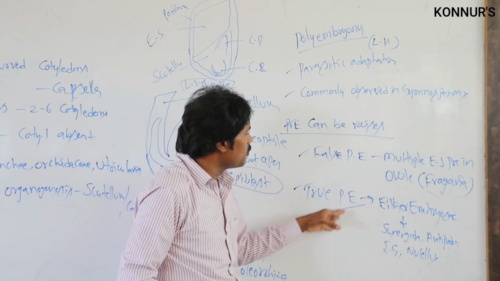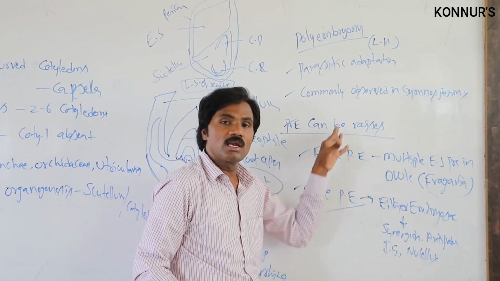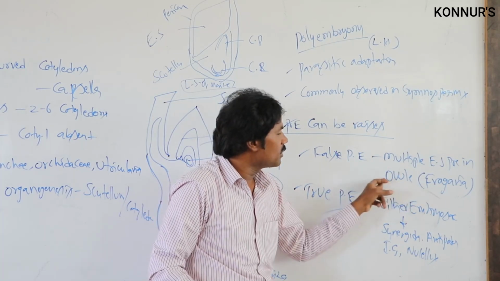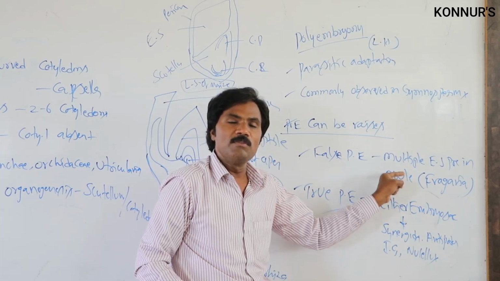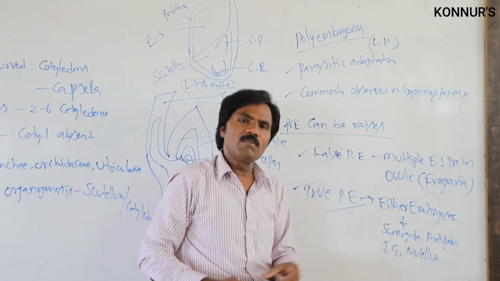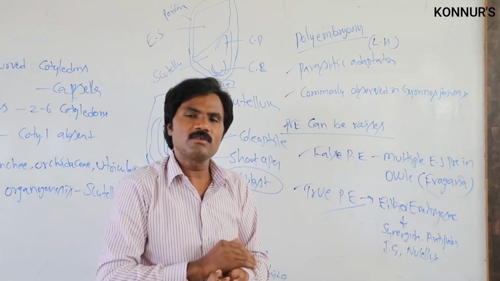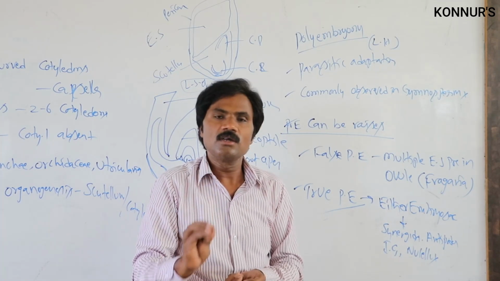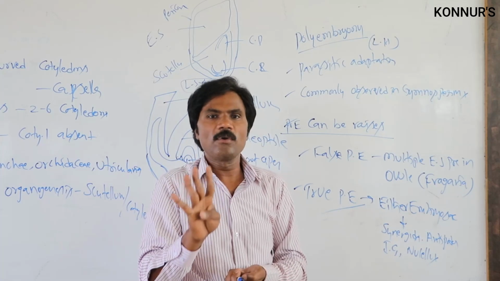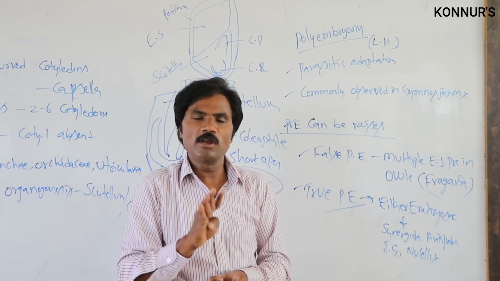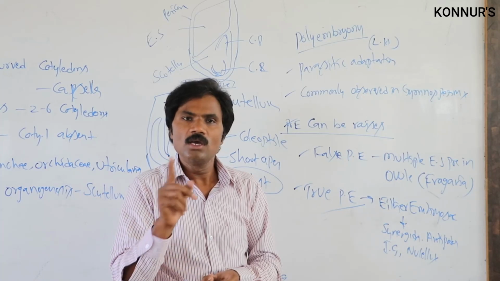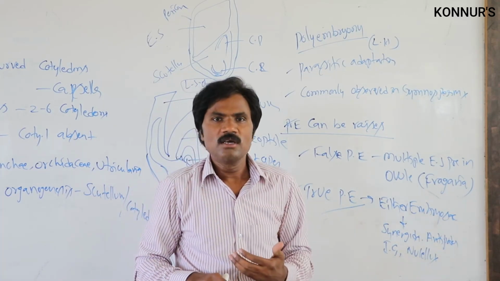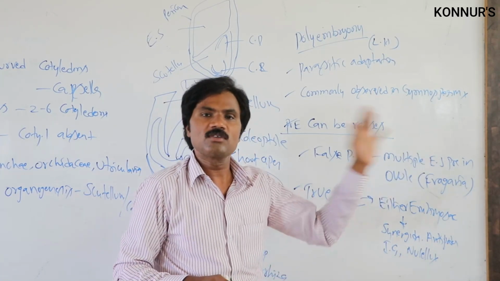Then, in true polyembryony or false polyembryony, how do these two different types normally arise? For example, Fragaria. Suppose multiple embryo sacs are formed. Why does one get multiple embryo sacs? Normally, after meiotic cell division of the megaspore mother cell, four haploid megaspores are formed. Of these four, three degenerate and one becomes the functional megaspore. But if all are functional, then four embryo sacs are present.